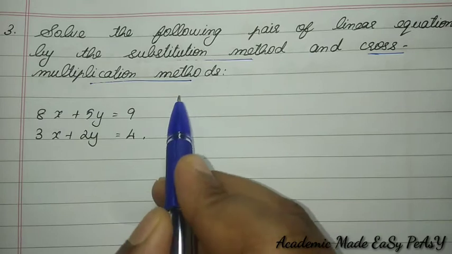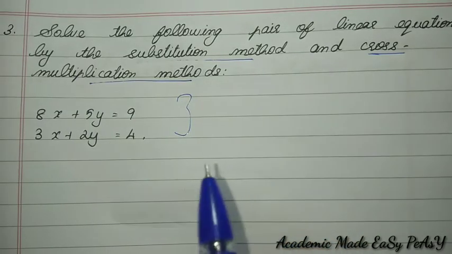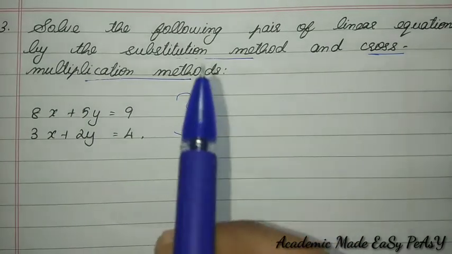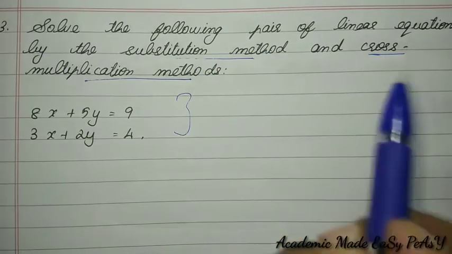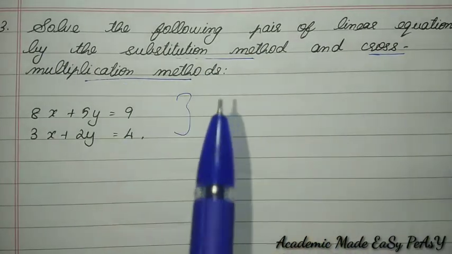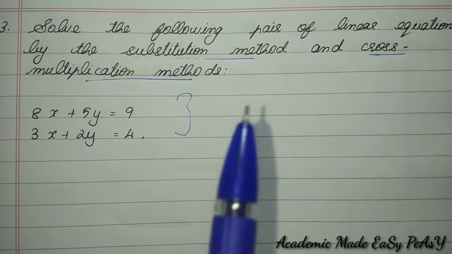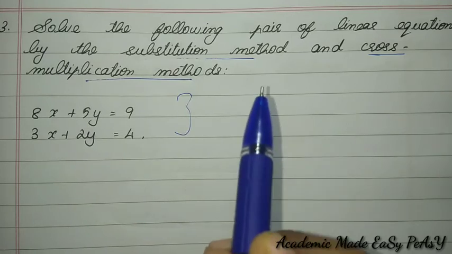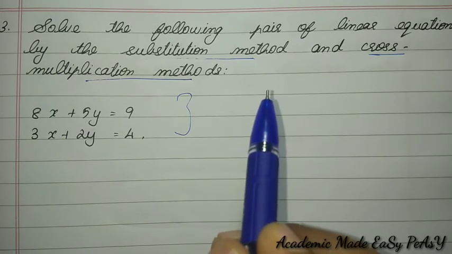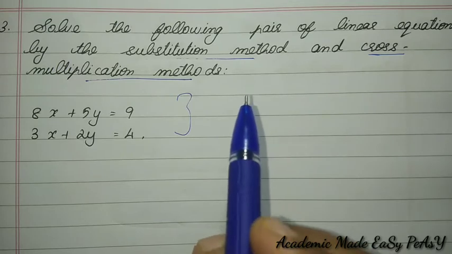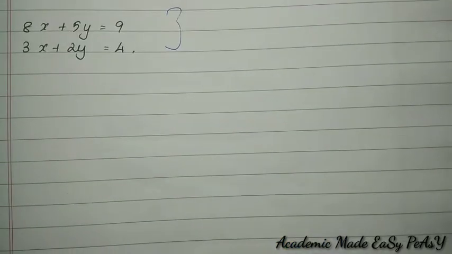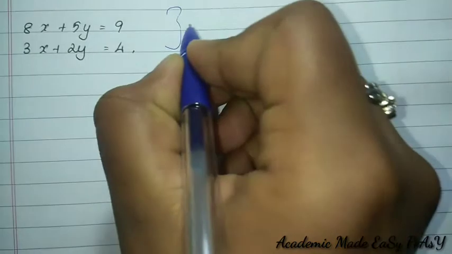So a pair of linear equations is given. We have to use the substitution method first, and we also have to use the cross multiplication method. So to solve, the given methods are substitution and cross multiplication. Now let's do the solution. These are the two equations that are given.